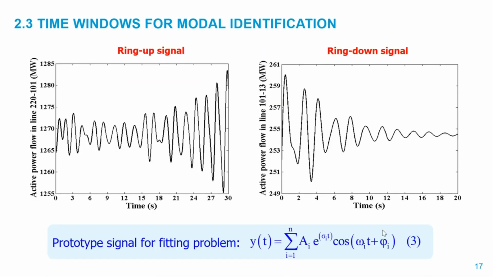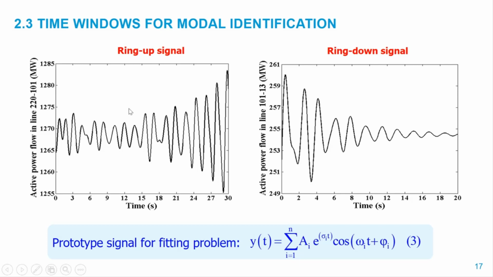This is again to illustrate the ring up signal, so it's growing, and the ring down is decreasing. The idea here is to fit a model into these signals in a portion of the signal to identify the model parameters. In this example, we have the prototype signal that is using Prony analysis to identify the nominal oscillations. That means the frequency, the damping or real part, and then we have the phase shift and the amplitude of the dominant mode.